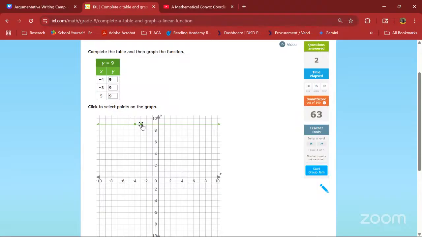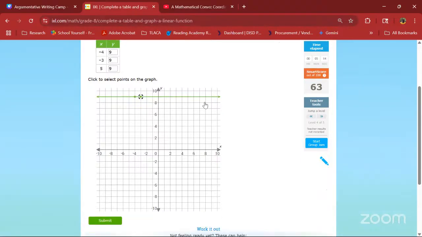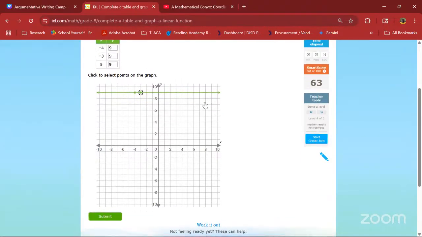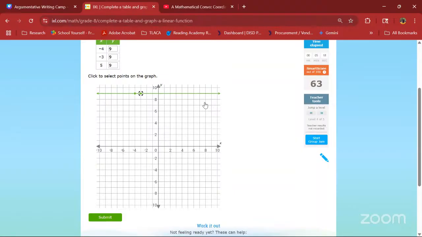+9. It's going to be a straight horizontal line, because the y does not move up or down. It stays at 9. So let's cross our fingers and hope that what we've told the people is true.